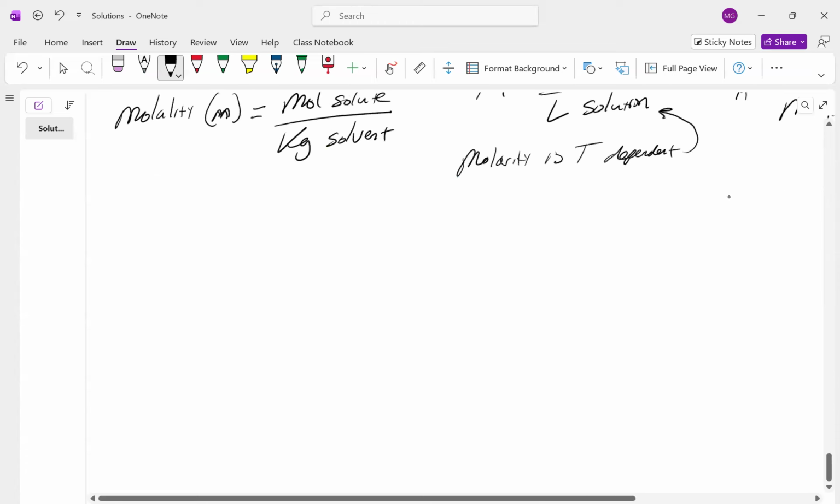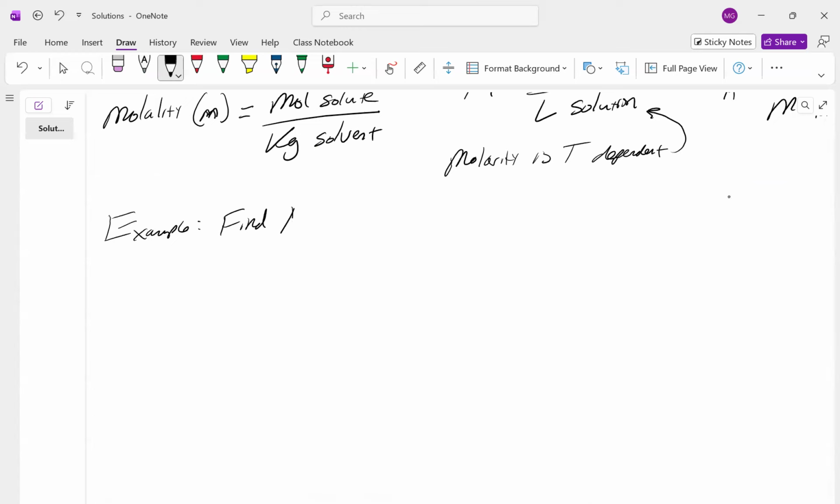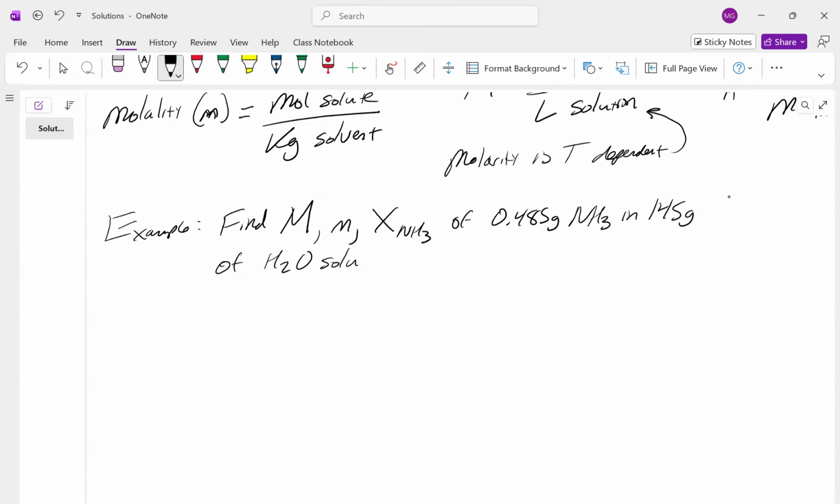All right, so let's look at an example. Let's find the molarity, molality, and mole fraction of ammonia. We have 0.485 grams of ammonia and 145 grams of a water solution. The final volume is 144 milliliters.